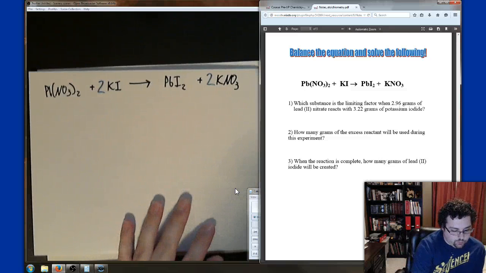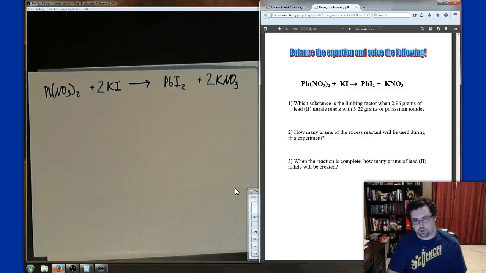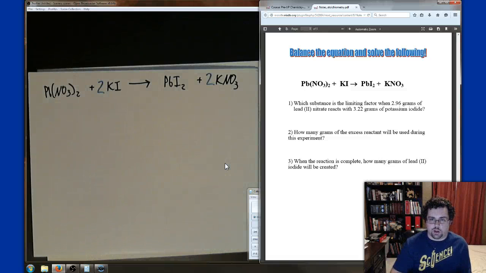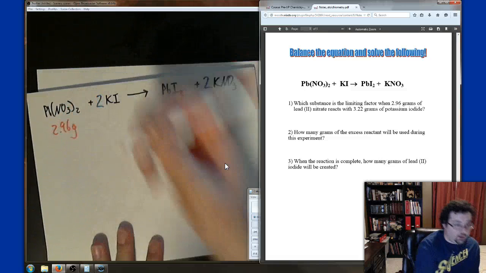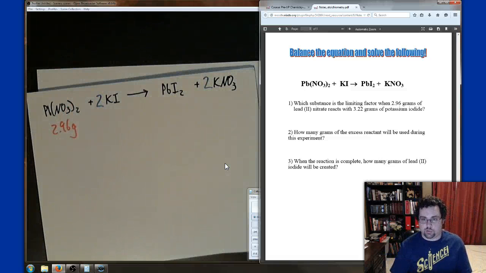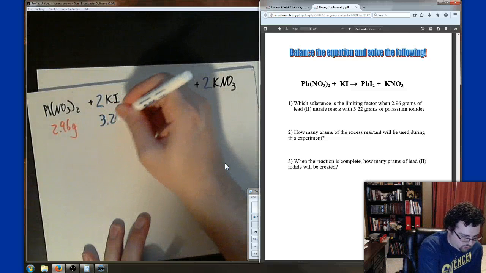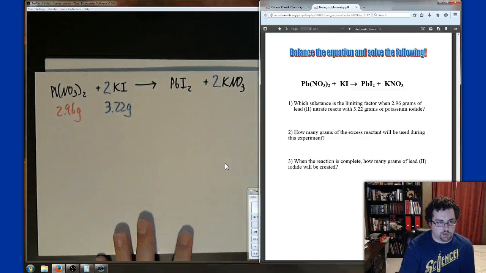Using the balanced chemical equation, we can answer the questions on the screen. The first question is, which substance is the limiting factor when 2.96 grams of lead-2 nitrate reacts with 3.22 grams of potassium iodide? So I've got 2.96 grams of lead-2 nitrate, and 3.22 grams of potassium iodide. I have to figure out which of those two is my limiting reactant.